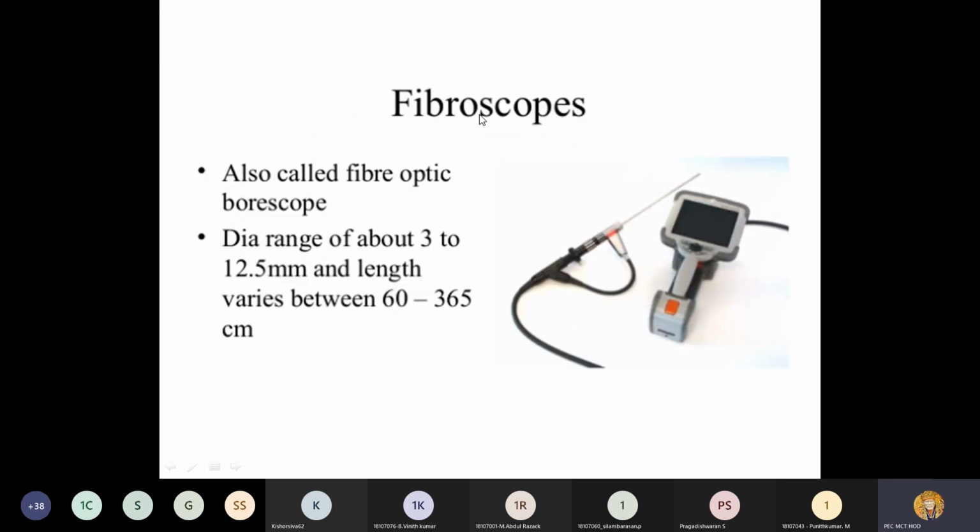ஸோ ஃபைப்ரோஸ்கோப் அப்படின்றது பார்த்தாலும் அதே மெத்தடாலஜி. It is also called as fiber optic borescope. அதோடைய ஸ்பெசிஃபிகேஷன் டயமீட்டர் வந்து 3 to 12.5 mm in diameter and length may be vary between 60 to 365 centimeter. ஓகே. ஃபைப்ரோஸ்கோப்புடைய ஸ்பெசிஃபிகேஷன்ஸும் மார்க்கெட்டில் இருக்குது, அவைலபிலிட்டிஸ். இண்டஸ்ட்ரியல்ஸ் எந்த லெவலில் டிஃபைன் பண்ணுறாங்களோ அந்த அளவுக்கு நம்ம ப்ராடக்ட்டை வாங்கிக்கலாம் ஃபைப்ரோஸ்கோப்ஸை.